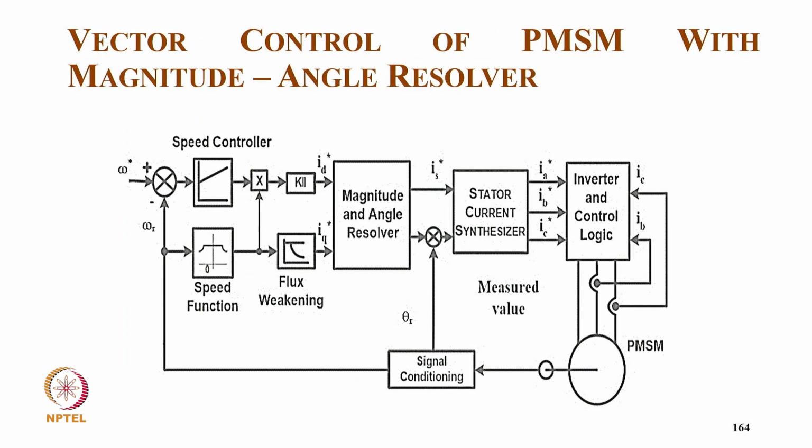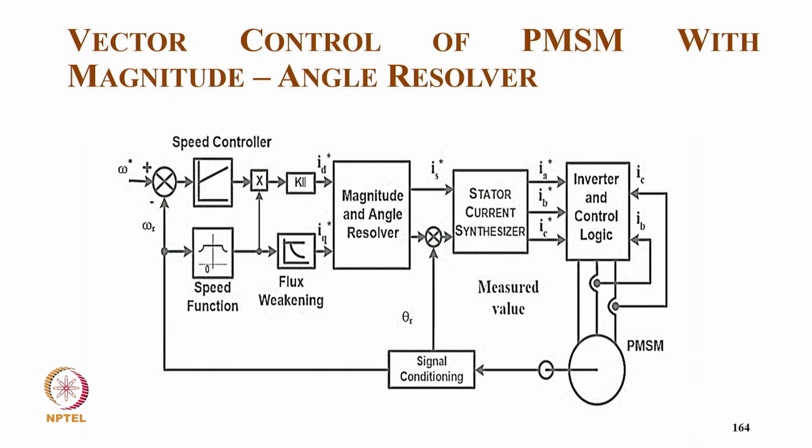Then similarly we have a voltage control for PMSM with magnitude and angle, with a resolver. So we have from the resolver the theta R, and from theta R we get the speed. So from the speed controller we get the torque producing component, and from field flux we get the ID as well as IQ.